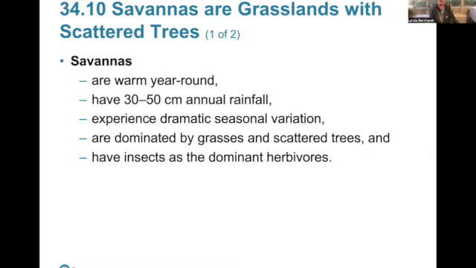All right. Savannas are grasslands with scattered trees. So savannas, think of the Lion King. That's what this is. 30 to 50 centimeters of annual rainfall, mostly grasses, not a whole lot of trees, and you have a whole bunch of insects. That's the main herbivore. Yes, in the Lion King, you're going to see elephants and giraffes. And I'm mentioning those because I'm saying herbivores. You also, of course, remember your lions.